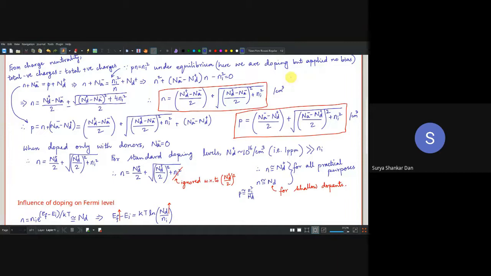Have you seen the lateral cross section of a CMOS inverter? Yes. Good, good. Okay, so I'll explain with respect to that only.